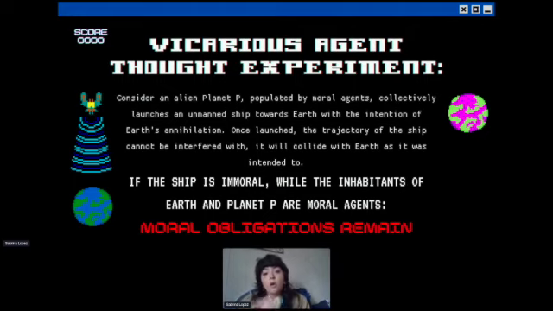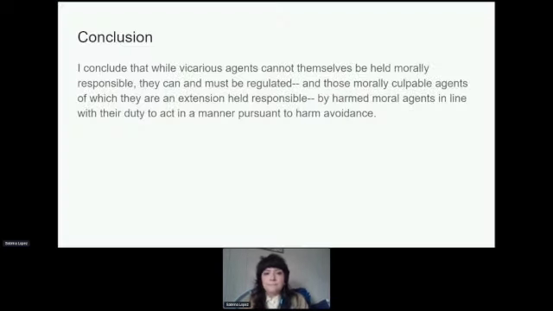In this case, there also happen to be moral agents behind the ship's actions, the inhabitants of planet P who initially launched the ship, to whom we can trace the responsibility for their vicarious agent's actions. So the humans of Earth have a duty to hold morally responsible those who launched the ship, the members of planet P who are moral agents, and the members of planet P have an obligation to accept that moral responsibility, which their moral failing orchestrated. Therefore, the moral obligations of all agents in this situation remain, even in the presence of a vicarious agent.